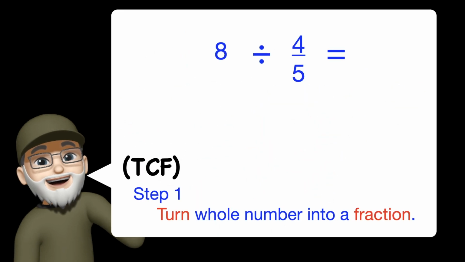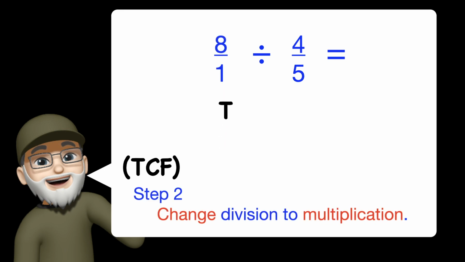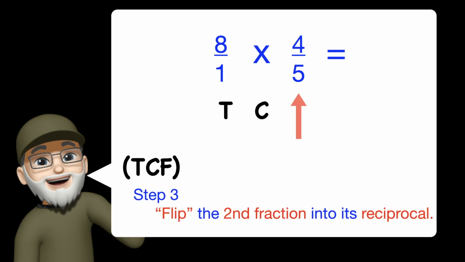Let's look at another problem, 8 divided by 4/5 using a turn, change, flip strategy. We take 8 and turn it into a fraction. Change division to multiplication and flip the second fraction over into its reciprocal.